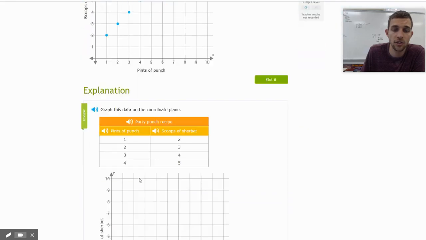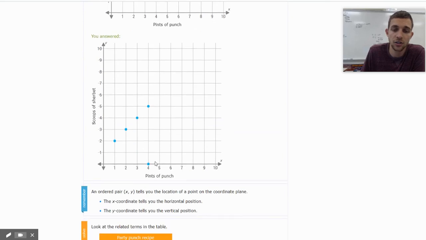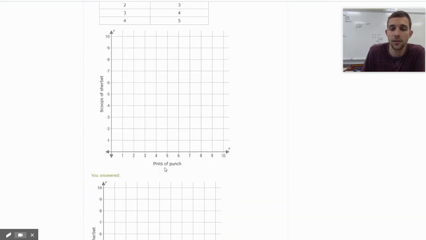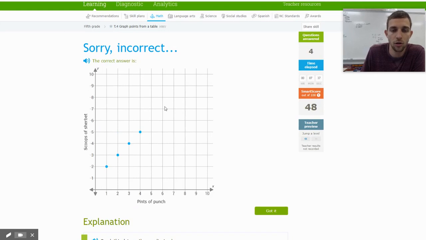Oh, and you may have noticed that I actually added an extra dot at the bottom, and that's why I got this wrong. But overall, I had the correct graph.